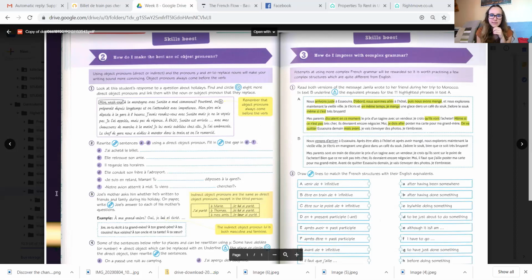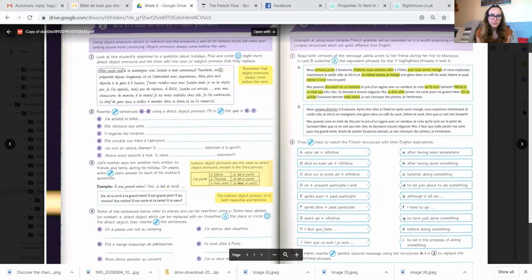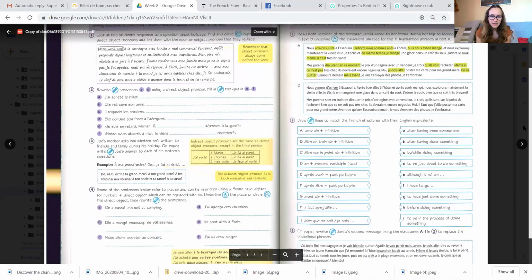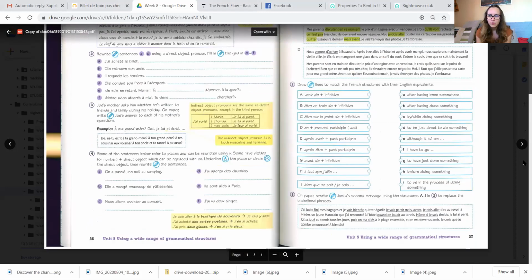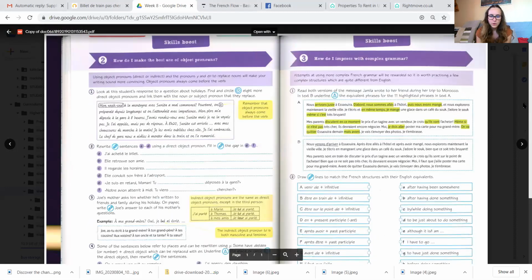So that's what the second unit is about: how to make the best use of object pronouns. So I'm going to let you practice on this page now that I've explained that a little bit to you. And then moving on to the third unit, how to impress with complex grammar.